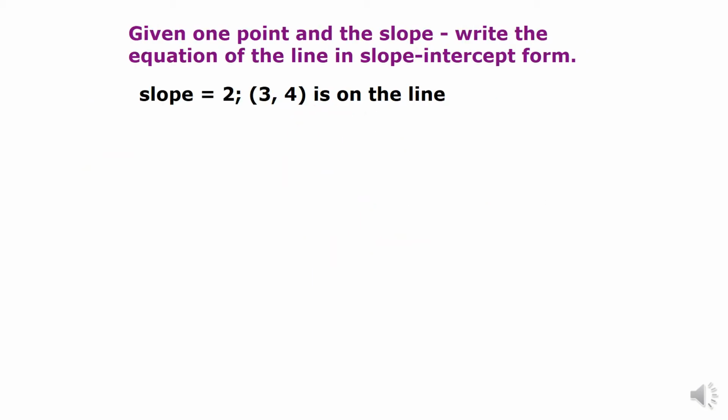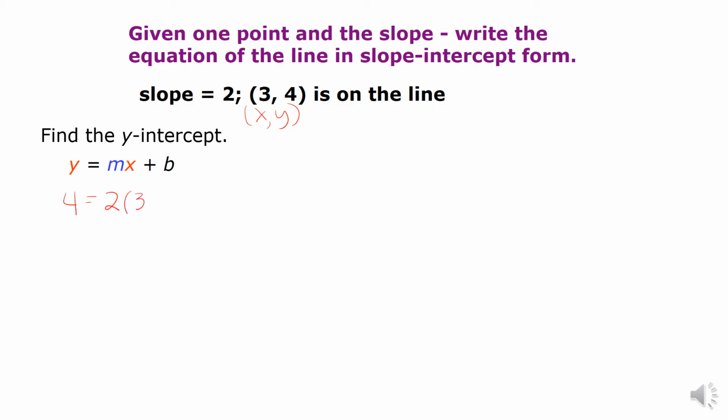Okay, so given one point and the slope, write the equation of the line in slope-intercept form. So the first way we're going to do it is by finding the y-intercept. So we're going to plug in everything that we know. We have a y, so here's our x and y, and we're going to plug in the y. We're going to write the slope. We're going to write our x, and we're going to solve for b. So 4 equals 6 plus b, subtract 6, and we get negative 2 equals b.